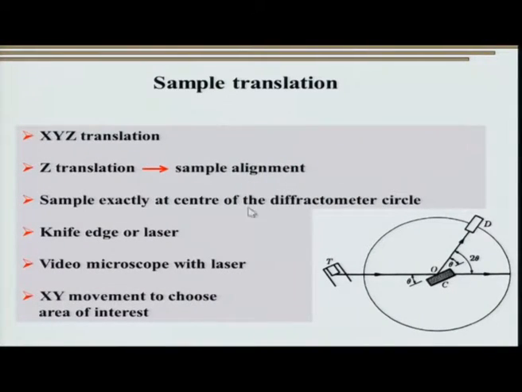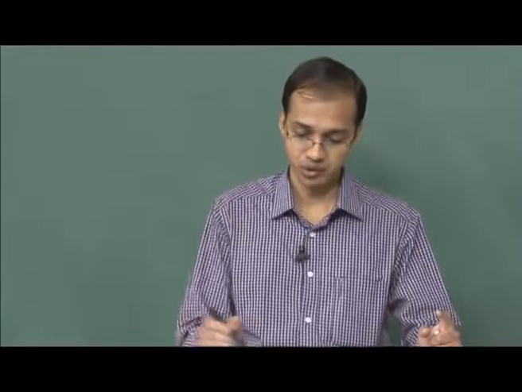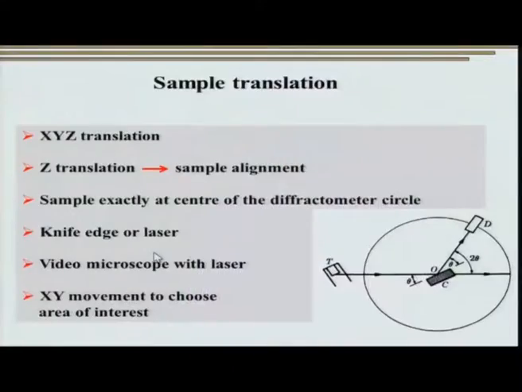So, if the sample is exactly at the center of the diffractometer as seen over here, we see that the diffraction condition is satisfied. If it is not at the center and is slightly above or below it, we may see that all the peaks in the diffractogram may be shifted, and this may be just an artifact of sample misalignment. Now, the sample misalignment can be taken care of by using a knife edge or a laser. State-of-the-art diffractometers use a video microscope with a laser to align the sample perfectly.